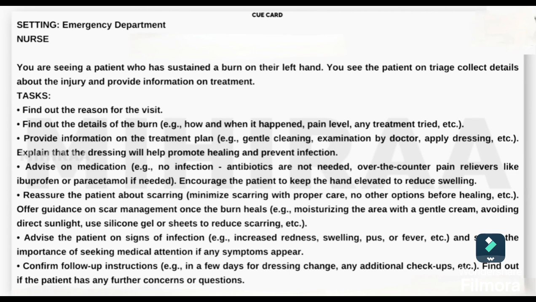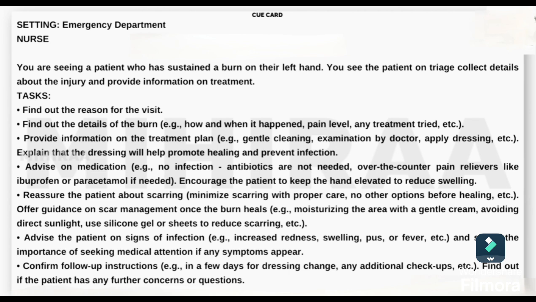Then, advice on medications. No infection, so antibiotics are not needed. Over-the-counter pain relievers like ibuprofen or paracetamol if needed. Encourage the patient to keep the hand elevated to reduce swelling. Then you can add, Joseph, I just want to tell you regarding the medication as well. After the examination, if the doctor cannot find any signs of infection, most probably antibiotics will not be needed. And you can manage your pain with any over-the-counter pain relief such as ibuprofen or paracetamol if needed, and it is accessible in any pharmacy outside.